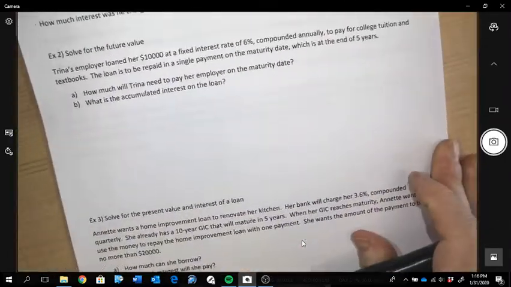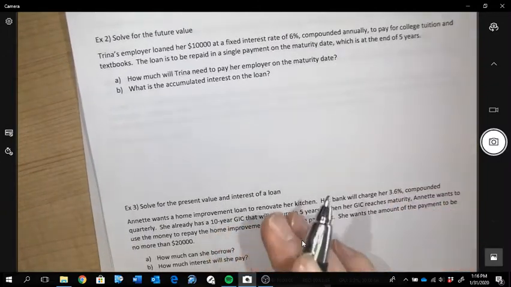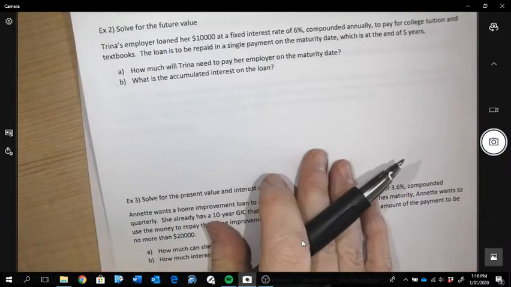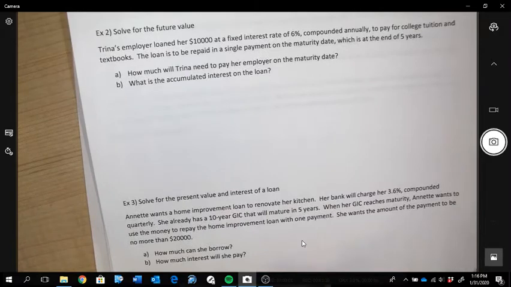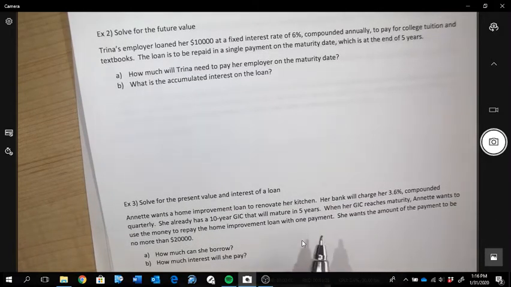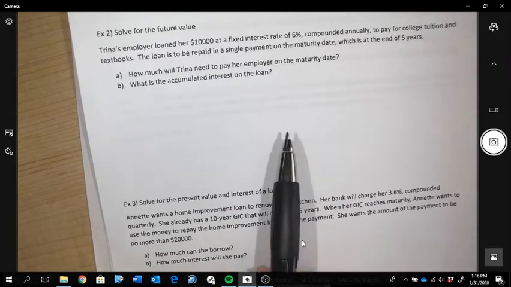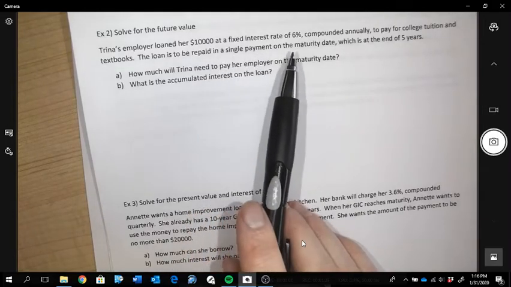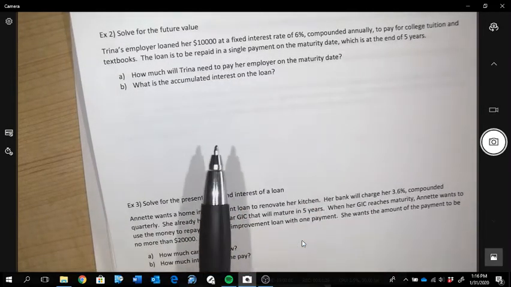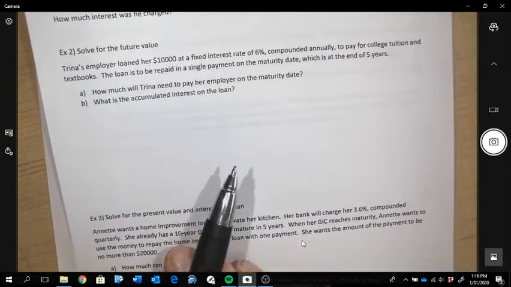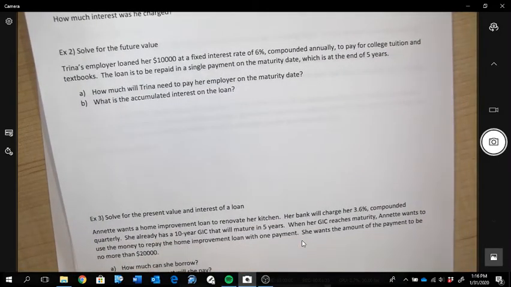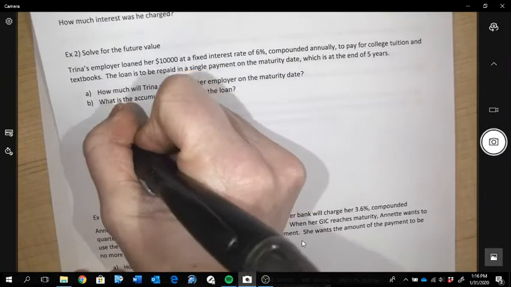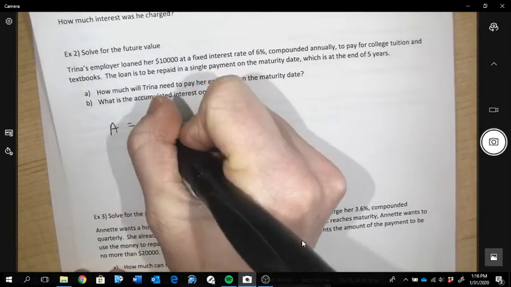Okay, so we're going to use the formula to solve for question 2 and 3 here. So finding a future value or present value of a loan, and we're going to be using the formula. Trina's employer loaned her $10,000 at a fixed interest rate of 6% compounded annually to pay for college tuition and textbooks. The loan is to be repaid in a single payment on the maturity date in 5 years. Okay, how much will Trina need to pay her employer at the maturity date? So we're going to be using this formula.